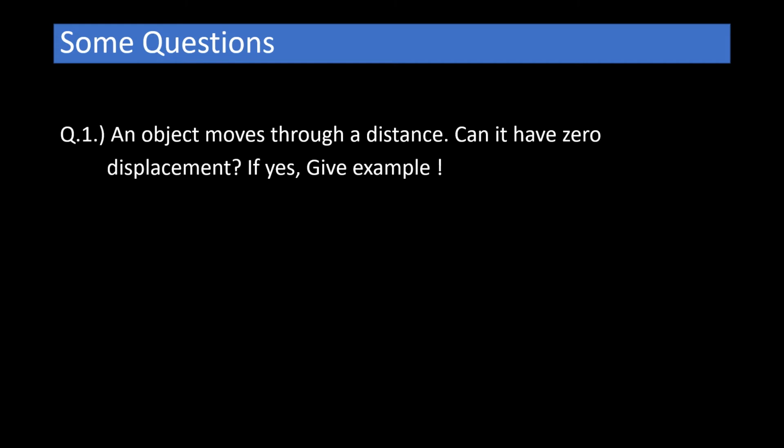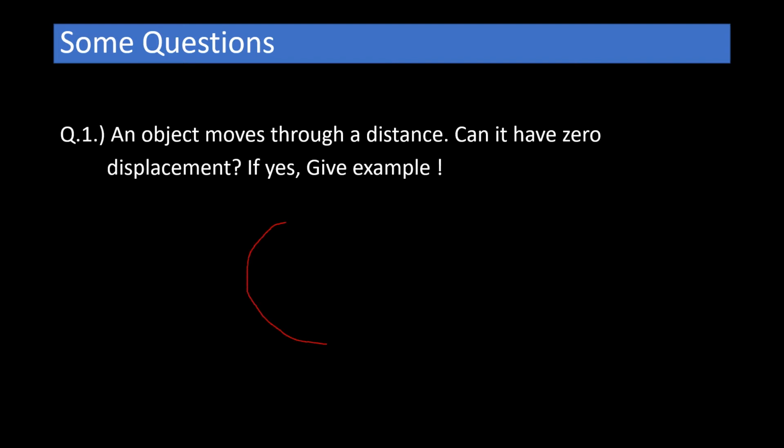It's written: an object moves through a distance. Can it have zero displacement? If yes, give an example. Just think about it. The question is about an object that moves through a distance; will it have zero displacement in any kind of motion? Yes, there is a possibility.